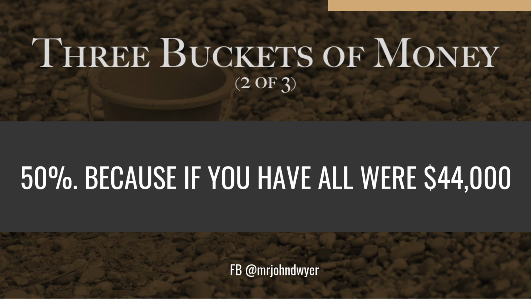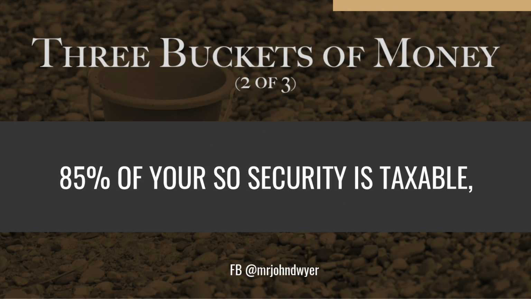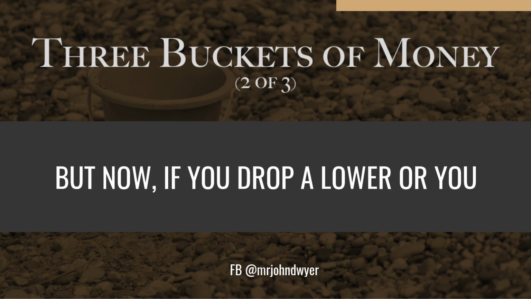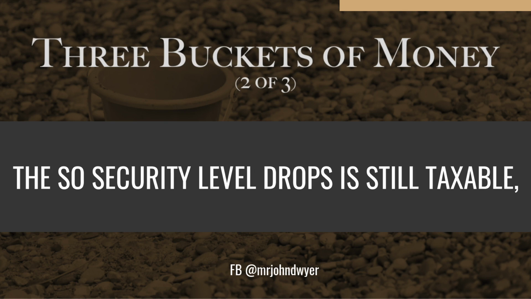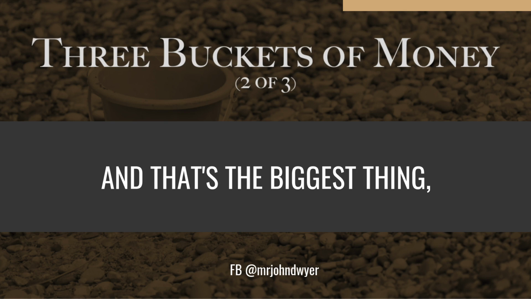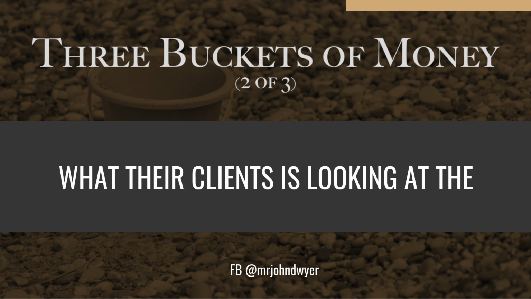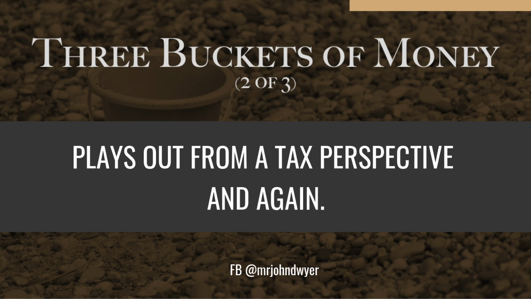Because if you have over $44,000 of reportable retirement income, yeah, 85% of your Social Security is taxable, which we discussed as the always tax bucket. But now if you drop a level, now the Social Security level drops. It's still taxable, right? But at a much lower rate. Lower rate. And that's the biggest thing as it relates to what we're talking about with our clients, is looking at the assets and understanding how the distribution plays out from a tax perspective.